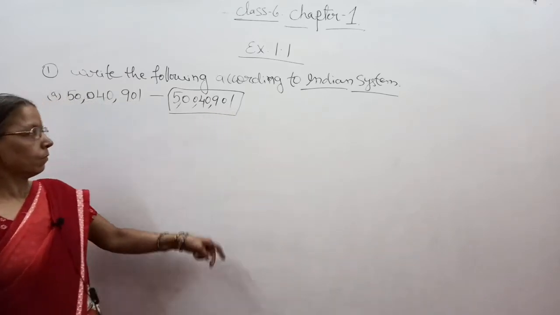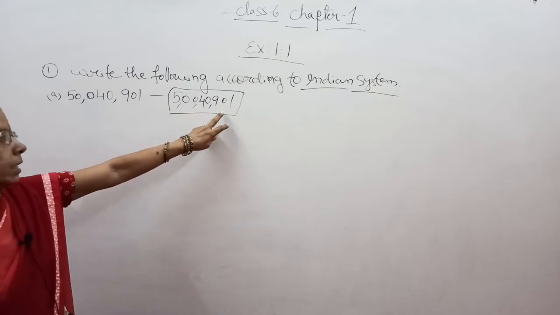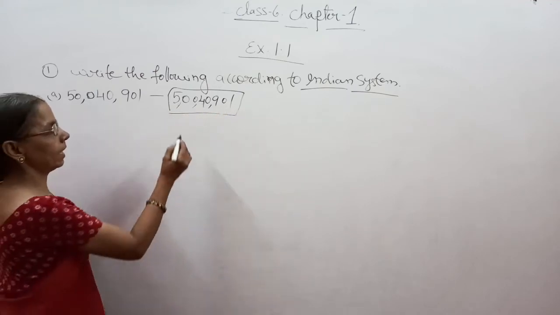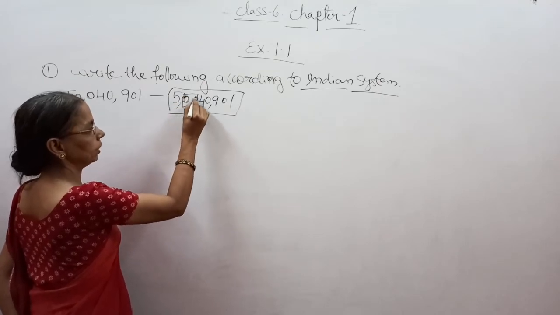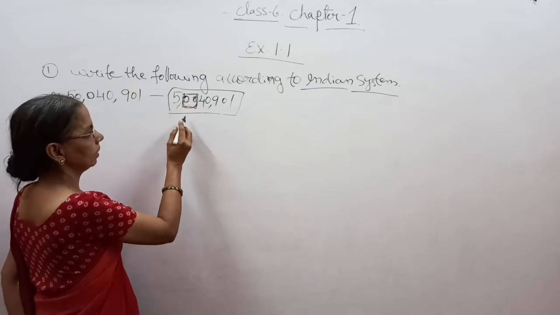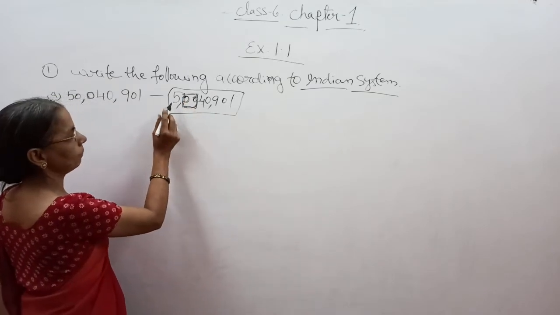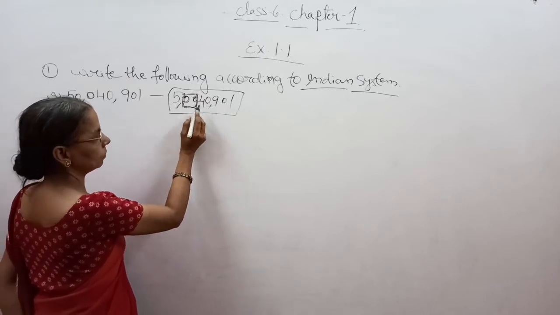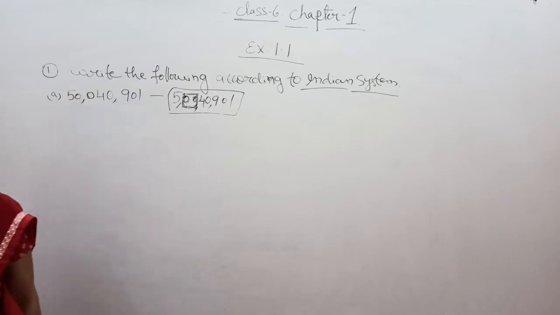Now this number in the Indian system, we read it as 5 crores 40,901, because in the lakhs place there is no number, it is only zeros. That's why there is no value of lakhs. Because of that only we have to read it as 5 crore 40,901. Like this.